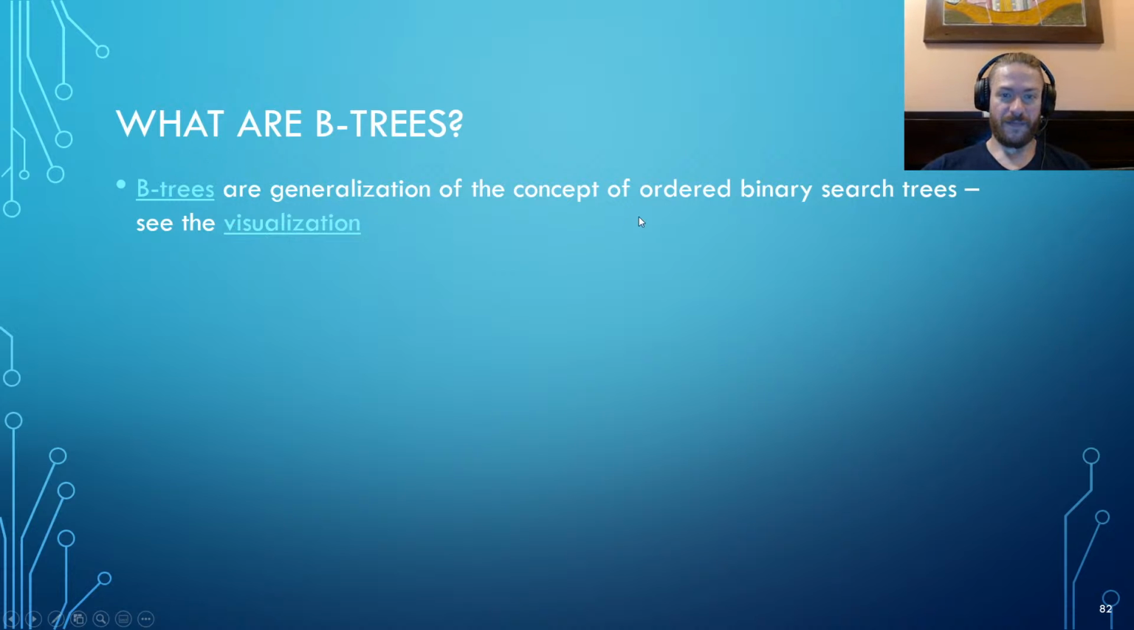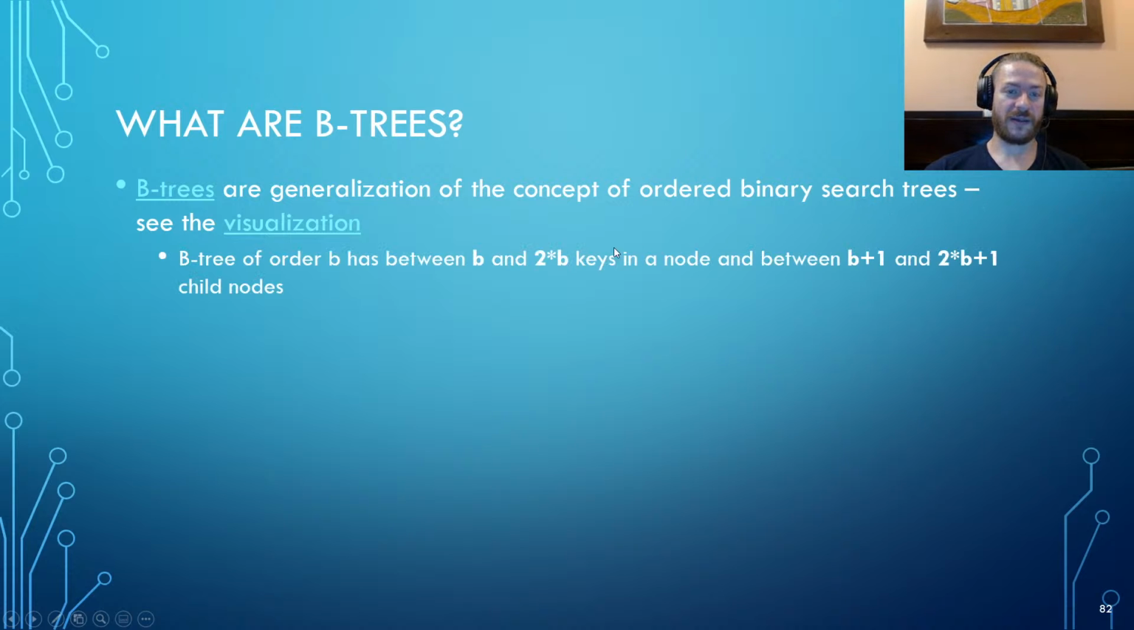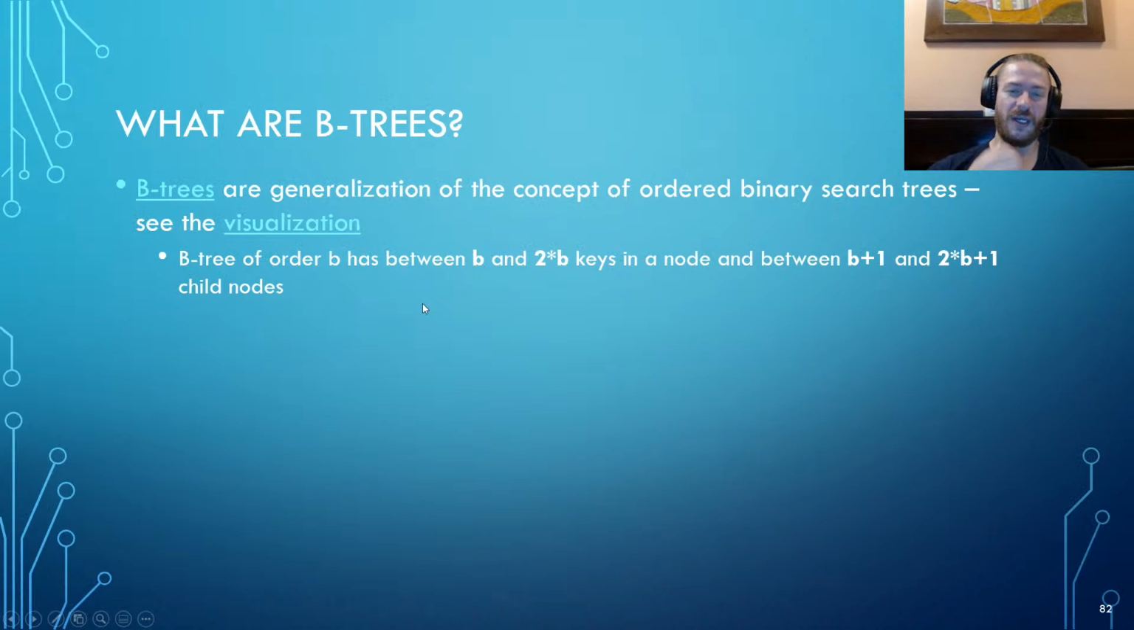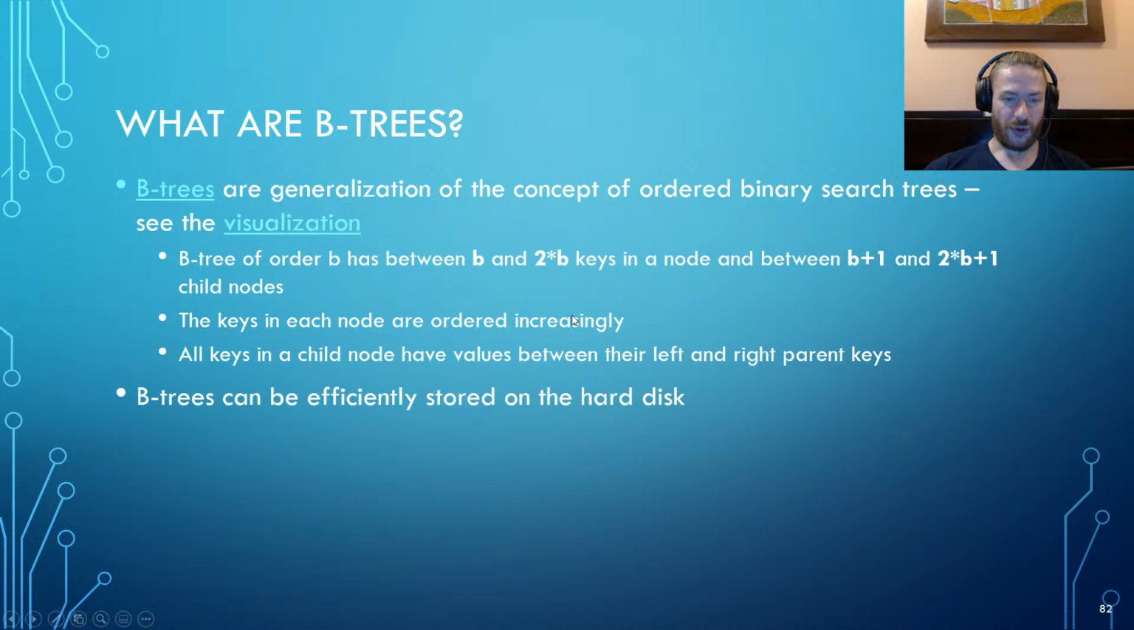So B-trees have an interesting concept because they're like a binary search tree, but can have more than one value in a node. And if we have a B-tree of order B, the B-tree has between B and double B keys in a node, and between B plus 1 and double B plus 1 child nodes. I'm sure you didn't understand anything, but we're going to see examples in a minute. I'm going to show it directly.